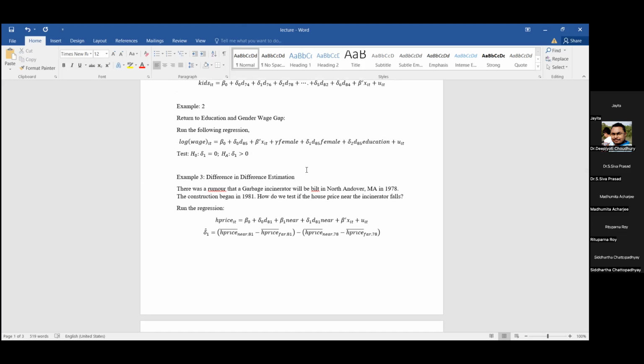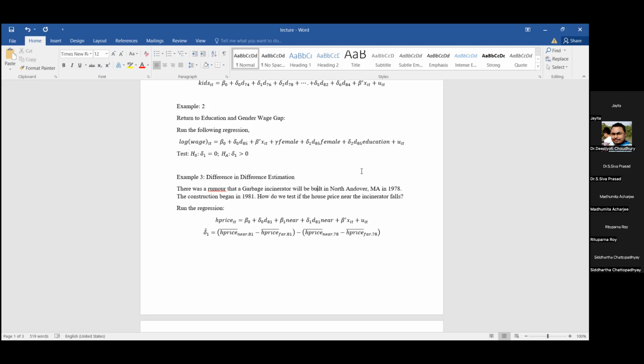Okay, so suppose this is one story: there was a rumor that a garbage incinerator would be built in northern Andover, Massachusetts in 1978. So in northern Andover, Massachusetts, people suddenly started talking about an area where a garbage incinerator was going to be built. And actually the construction of this garbage incinerator began in 1981. The objective over here is, for certain households that are closer to this garbage incinerator, whether their average price has gone down or not.